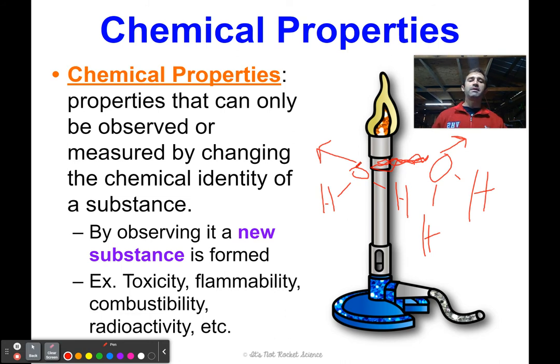A chemical property is we're going to break one of these bonds. Okay, we're going to break these bonds and we're going to make O and H separate, right? So we're going to break some bonds here. We're going to make O and H separate, and that's a chemical change. Okay? So chemical properties can only be observed by changing the chemical identity of a substance. By observing it, a new substance is formed. Usually what you get is oxygen gas and hydrogen gas. Or, yeah, something like that.